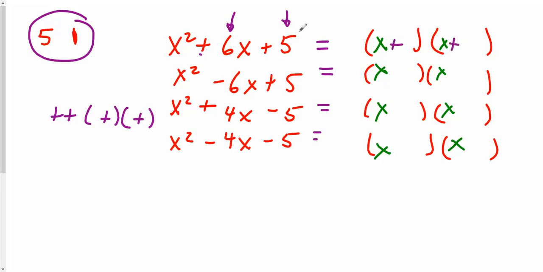Now this is easy. I told you it's 5 and 1. And let's see if this works. Two numbers that multiply to 5 and add to 6. That's plus 5 and plus 1.